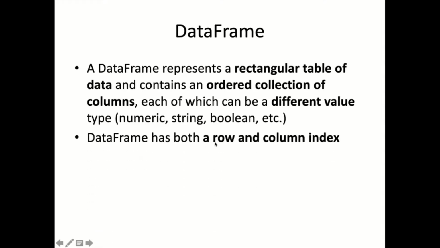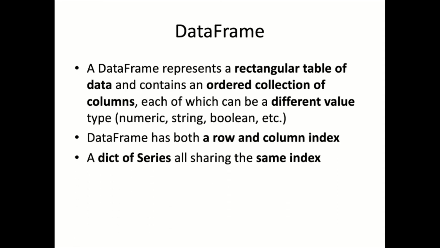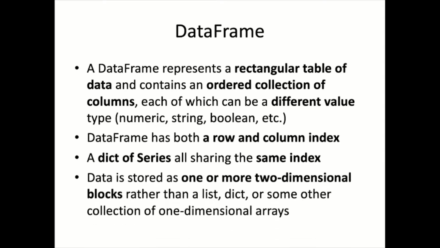Data frame has both a row and a column index. So we can index either row wise, or you can use column indexing also. It can also be considered as a dictionary of series, all sharing the same index. We have already seen series, and a series will consist of a single column. So if we have a dictionary of series, then it can be called a data frame. Data is stored as one or more two-dimensional blocks rather than a list or some other collection of one-dimensional arrays.